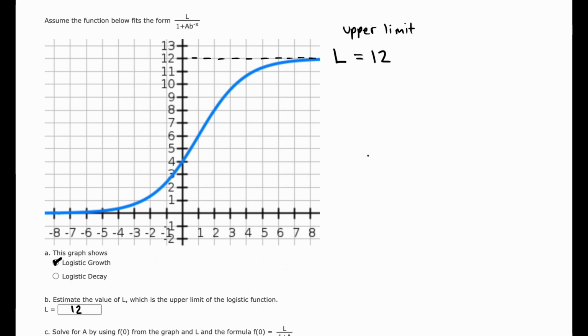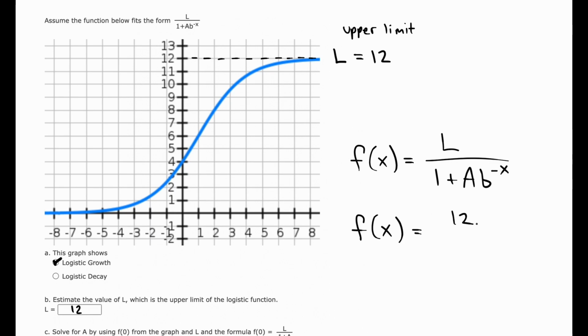So when we write the function, it's going to be of the form L over 1 plus AB to the negative x. So we're going to have so far 12 over 1 plus AB to the negative x.